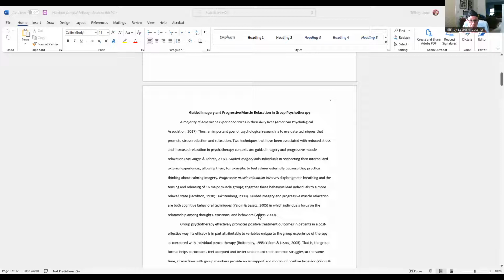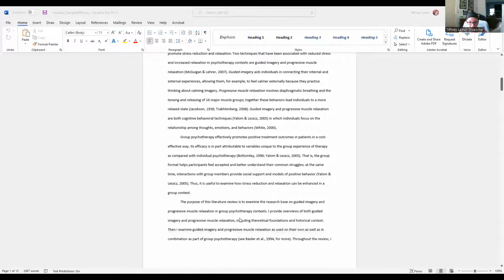So, they used a citation every time they referred to information from a source. Notice that there are no direct quotes from these sources. Everything was paraphrased or summarized, but the citation is still there, okay? Let's look down, find something here.